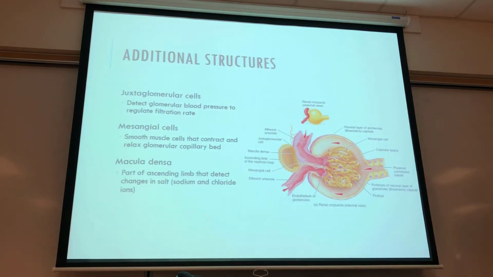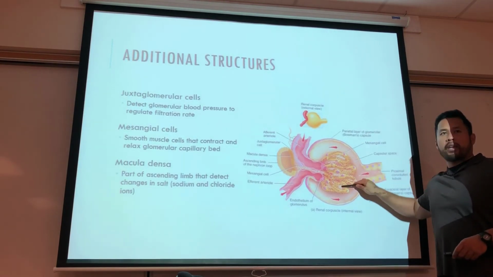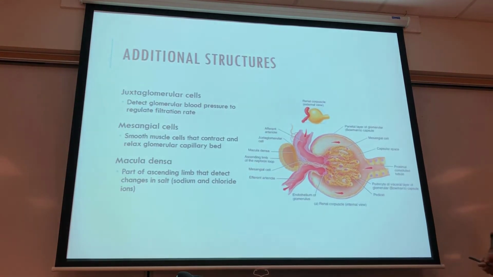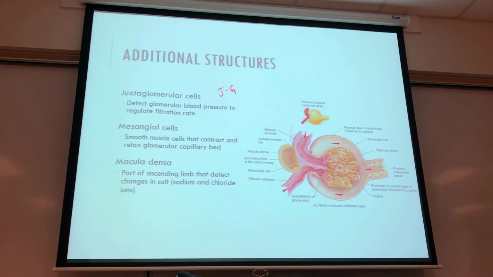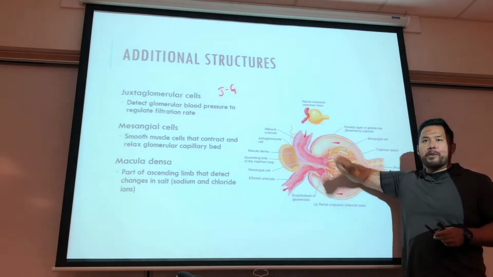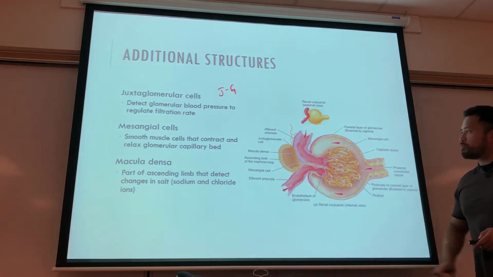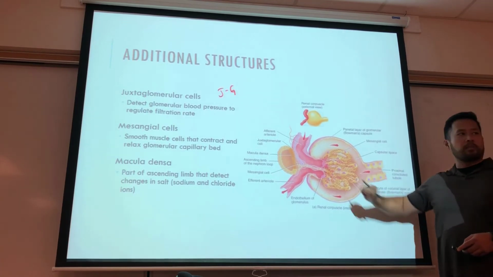Some additional structures that I do want to talk about that are also going to play a major role are juxtaglomerular cells. The juxtaglomerular cells are present in the afferent arteriole, that's blood flowing into our glomerular capillaries. Juxtaglomerular cells, otherwise known as JG cells, are part of this apparatus that detects the blood pressure, particularly within the afferent arteriole. Because what we need to do is maintain normal pressures within the glomerular capsule.